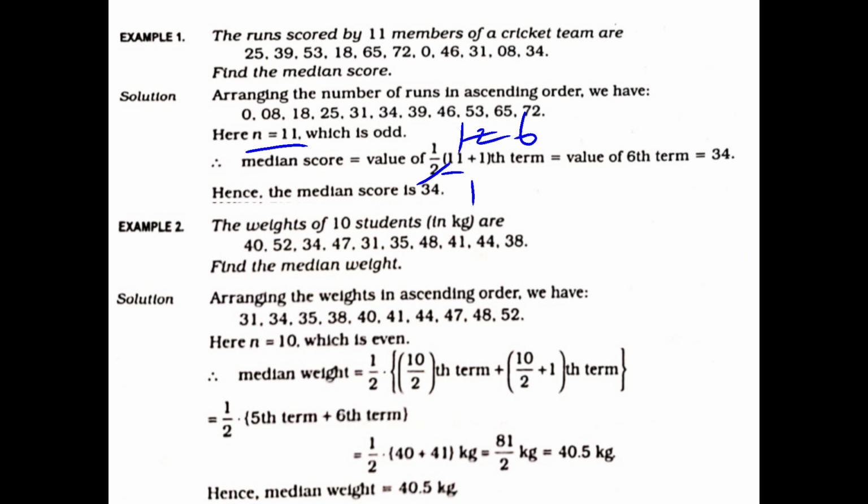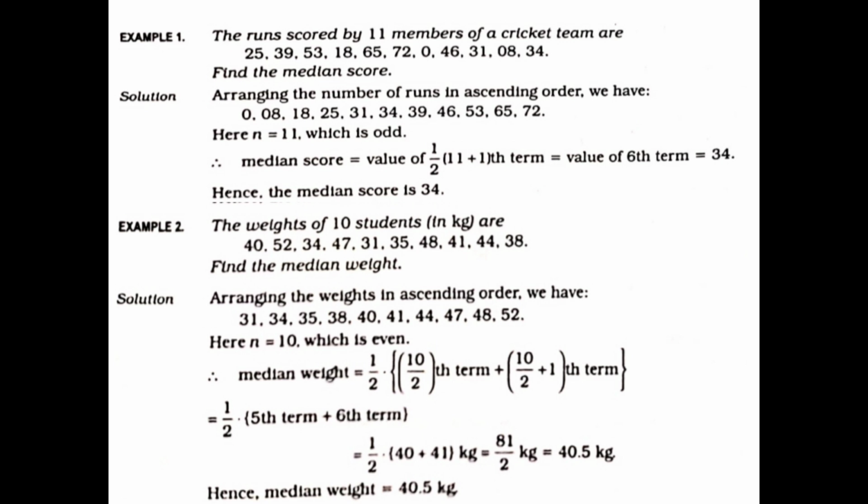Now what is the 6th term? First term, second term, third term, fourth term, fifth term, sixth term. The 6th term is 34. So hence the median of the score is 34. So 34 will be the answer. Are you clear children? If it is odd, how do we find the answer?